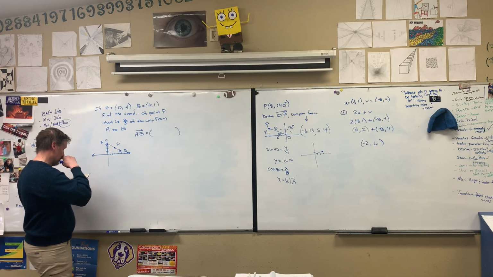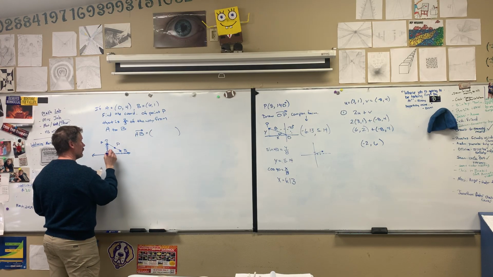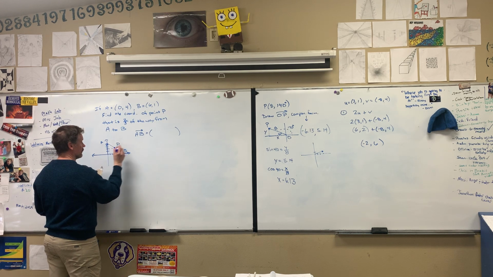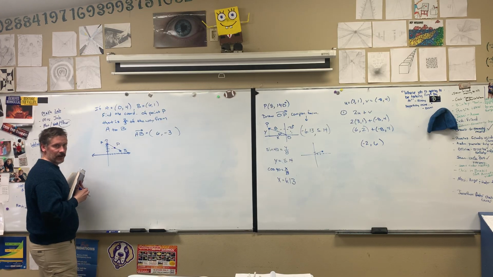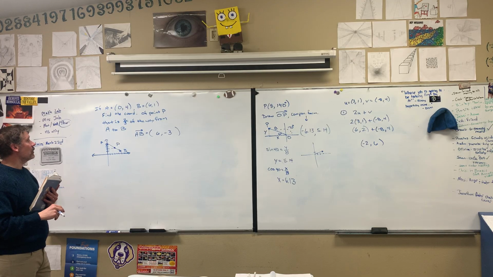Negative 3, 6. Oh yeah, negative 3 for the y. Sorry, 6, negative 3. So 6, negative 3 for AB, right? That's our component form of AB.